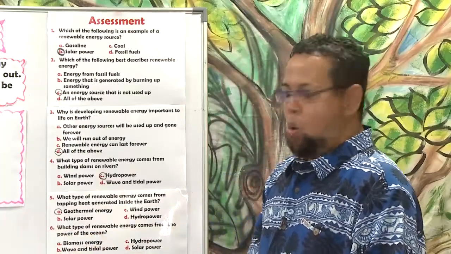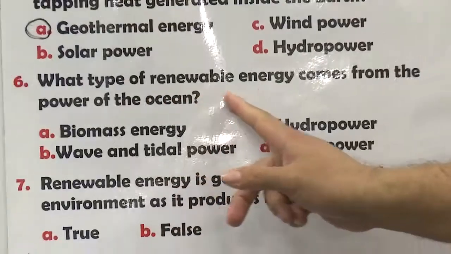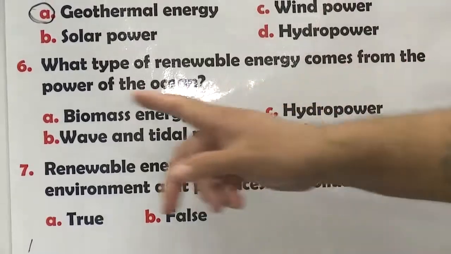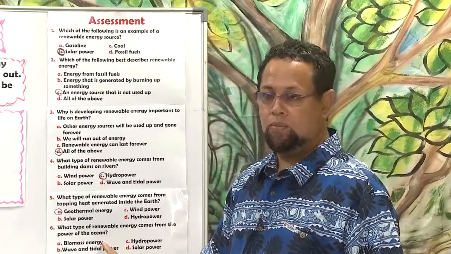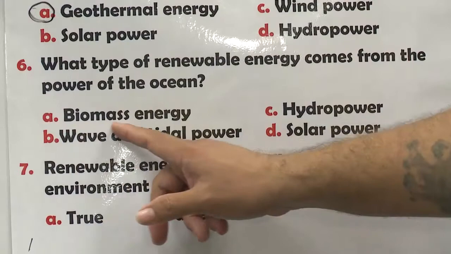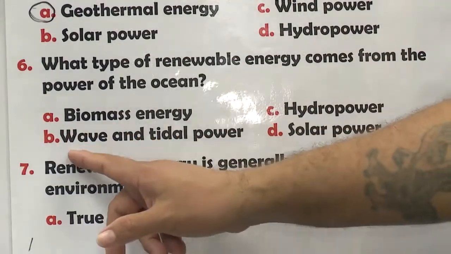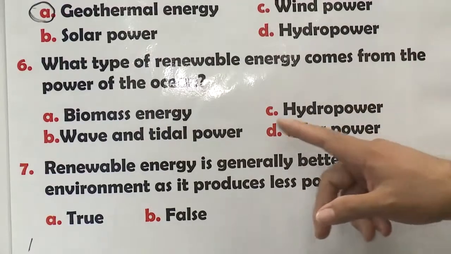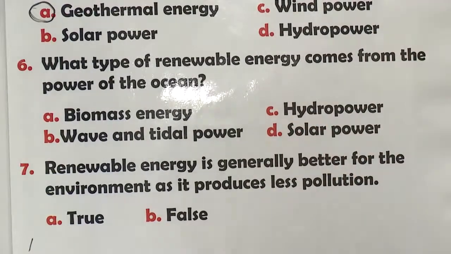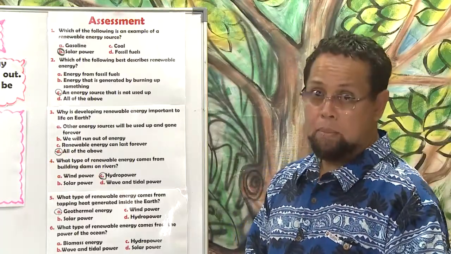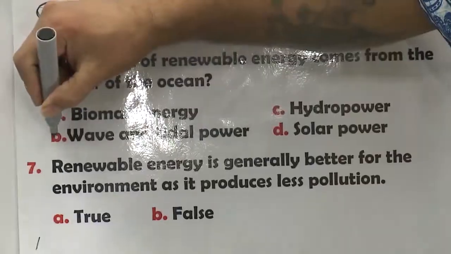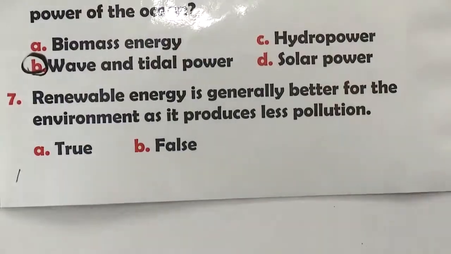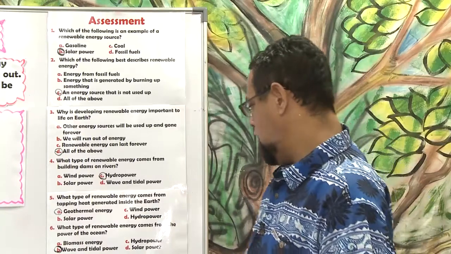6. What type of renewable energy comes from the power of the ocean? A. Biomass energy. B. Wave and tidal power. C. Hydropower. D. Solar power. Answer? B. Okay. Yeah. And the last one.